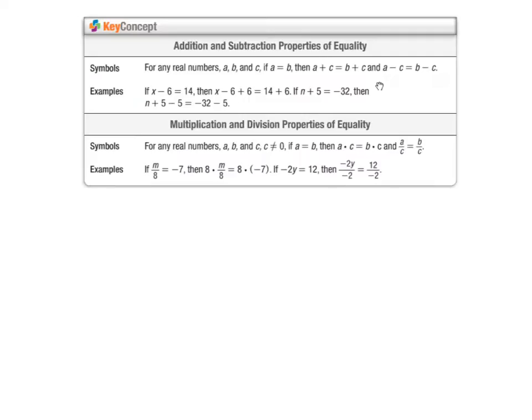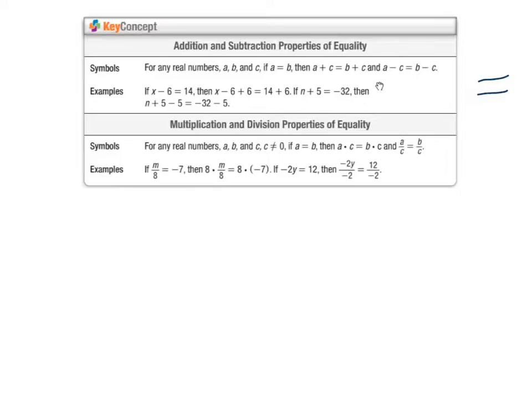So before we move into the examples, I do want to talk about some properties of equality, specifically the addition and subtraction properties of equality and the multiplication and division properties of equality. Now, it's important that we understand in math what equality actually means. What does an equal sign tell you? Well, the equal sign tells you that whatever's on the left-hand side of the equal sign and what's on the right-hand side of the equal sign are the same.